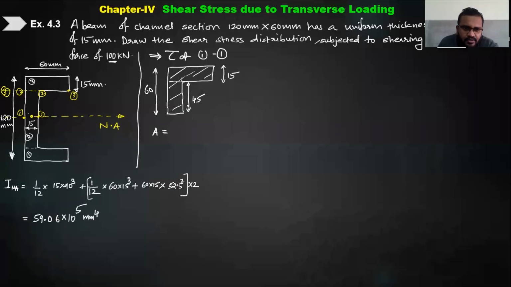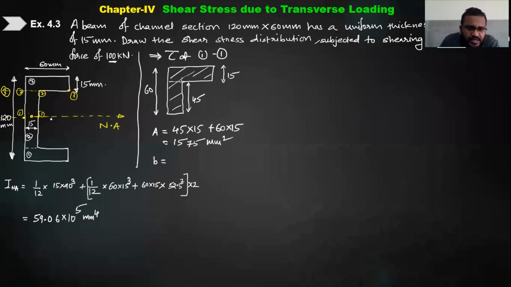So you can find out area as 45 multiplied by 15 plus 60 multiplied by 15, right? How much is this area? 1575. Yes. Sir, 1575. Okay, fine. Now tell me, once you know inertia, we can find out the B.